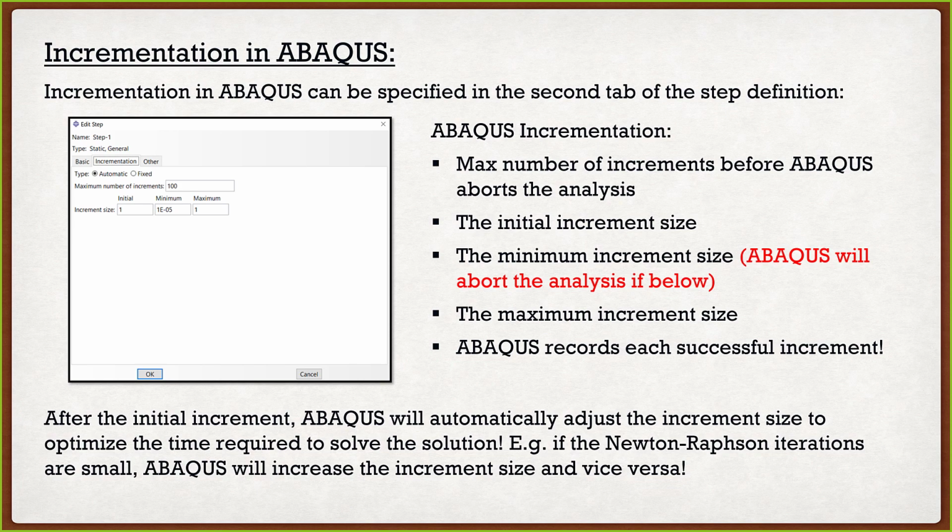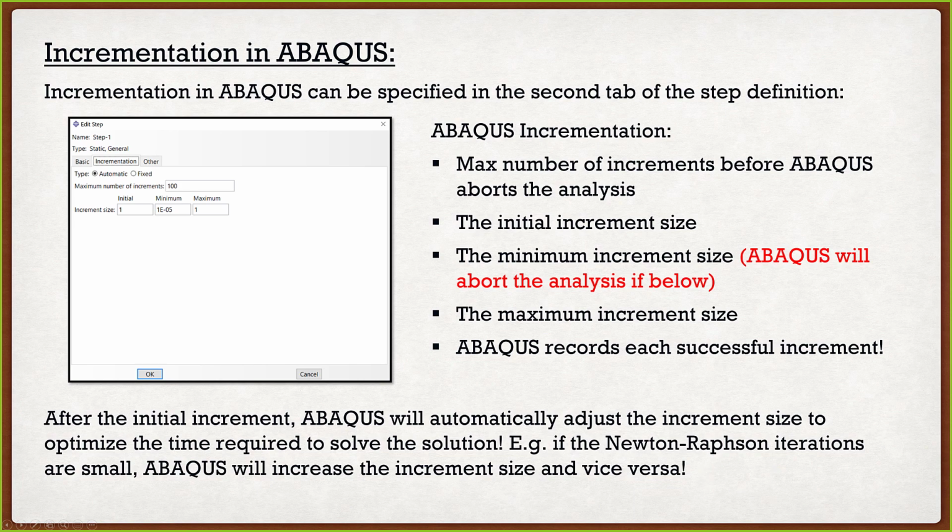If I were to specify my initial increment as 1%, but there is no problem doing 10%, well, my program is going to take longer to run because it's going to go 1, 2, 3, 4, 5, instead of 10, 20, 30, 40, 50, etc. So this is why ABAQUS has this nice solver.